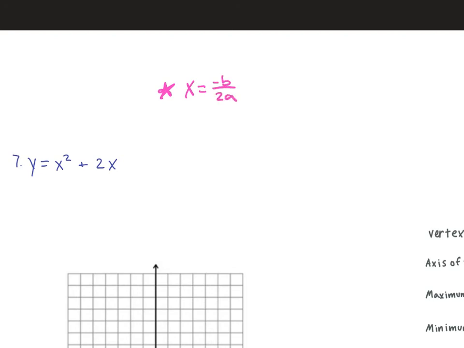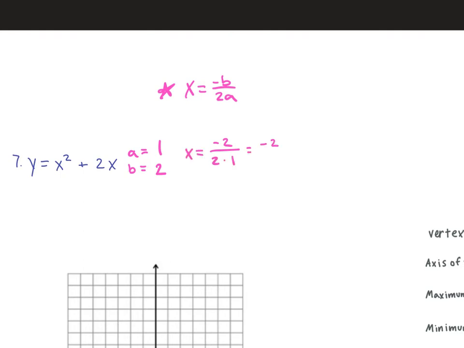What's our formula for axis of symmetry? Negative b over 2a. So what's our a and what's our b? What's our a? For number 7? 1. And what's our b? It's plus 2. Oh, well, yeah, we would put a negative. But b is just 2, and then we put the negative 2 on top. Yeah, so you're just one step ahead. So we have negative 2 on top, and then 2 times 1 on the bottom.